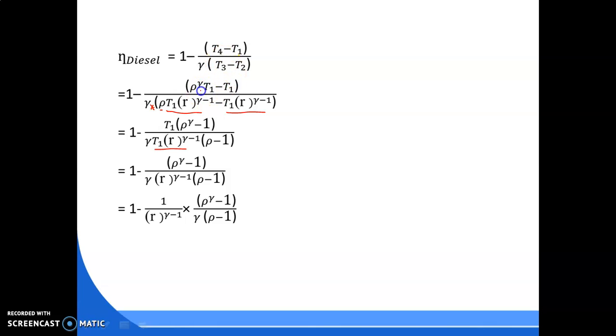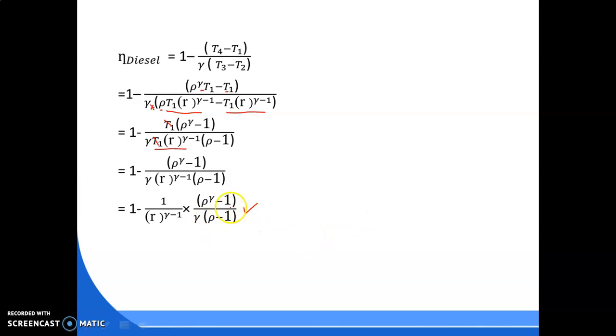So here also T1 is there. T1 will be taken common. What is left? Rho to the power gamma minus 1. Clear? So T1 and here T1 will be cancelled out. So what is left? Rho to the power gamma minus 1 divided by gamma into R to the power gamma minus 1 into rho minus 1. If I rearrange this, I can write 1 minus 1 by R to the power gamma minus 1, into (rho to the power gamma minus 1) by gamma into (rho minus 1). So that is what you get as the efficiency of the diesel engine.